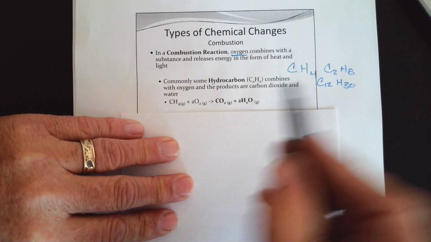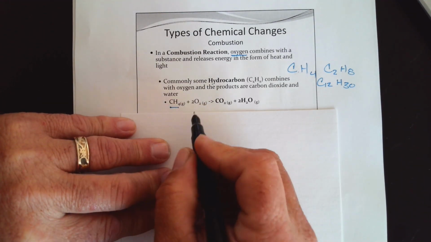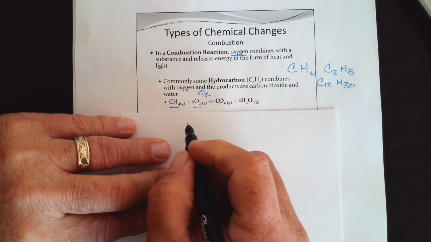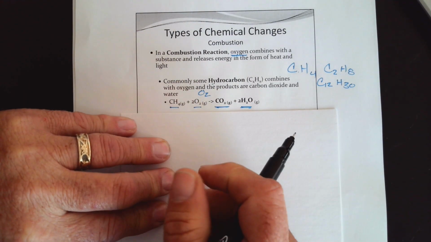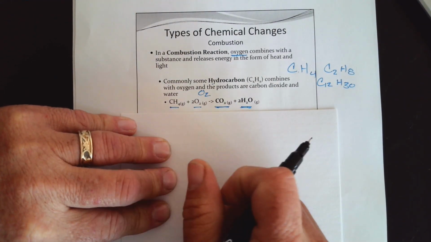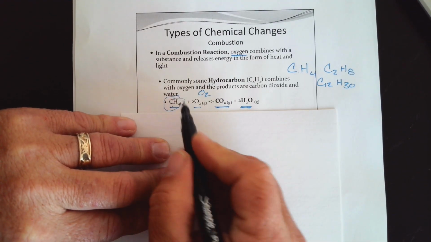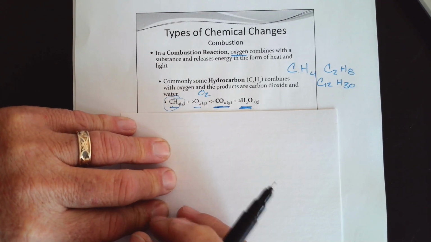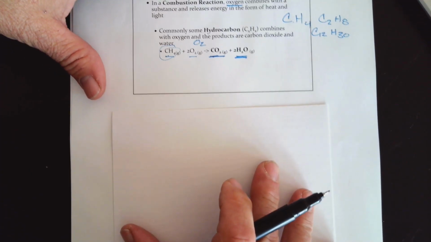And when we have combustion, we're always going to have a hydrocarbon and oxygen. Notice that it's diatomic, it's O2, and the products. Do not make this harder than what it is. It will always be CO2 and water, always. So when you see you have oxygen plus a hydrocarbon, we're always going to make CO2 and water. So those ones are really easy to recognize.